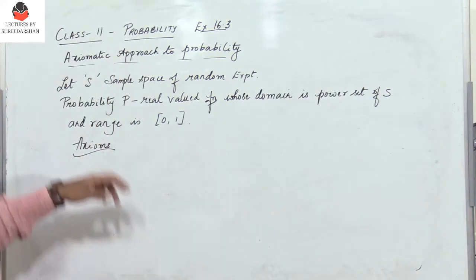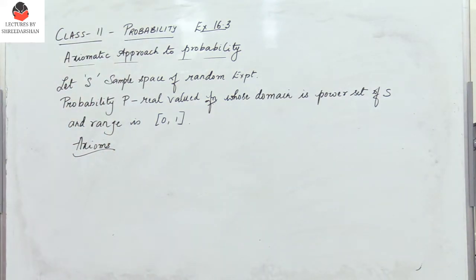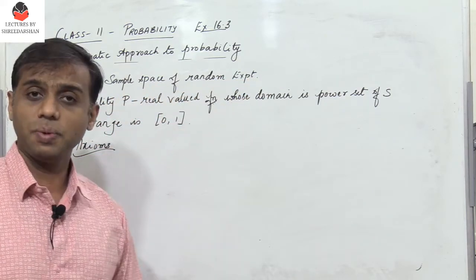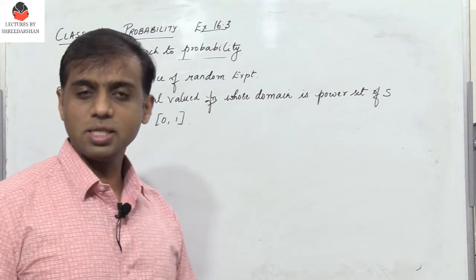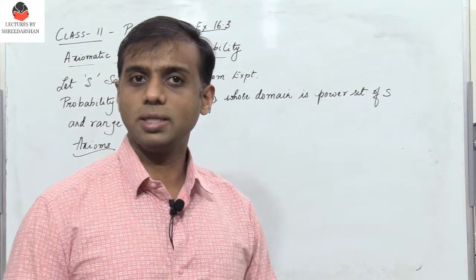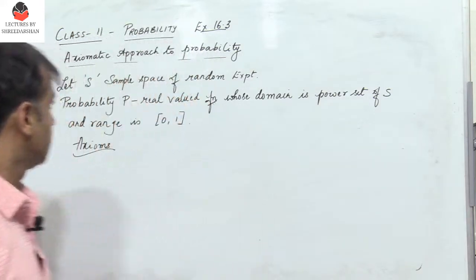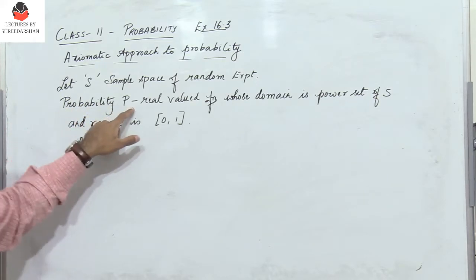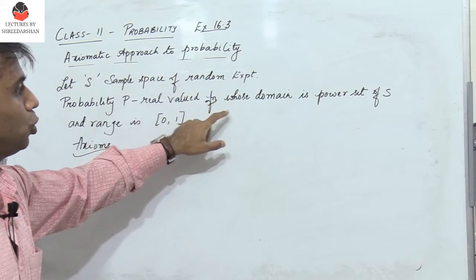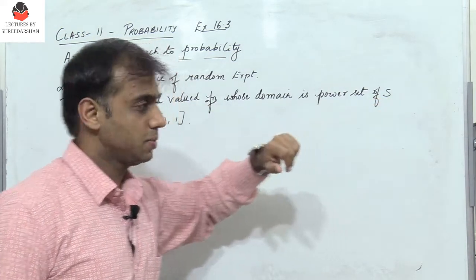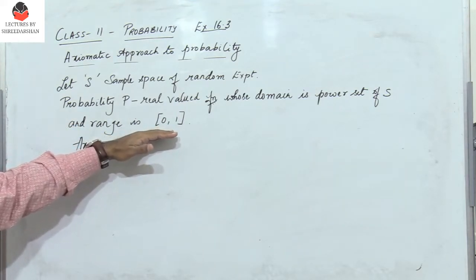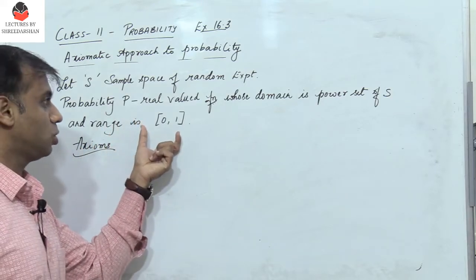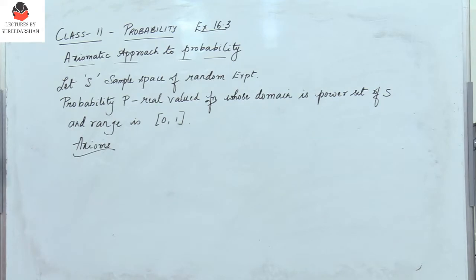We begin with the axiomatic approach to probability, which is very simple. Now consider S to be the sample space of a random experiment. So we have observed a number of random experiments, maybe tossing a coin or throwing a die, and we have defined the sample space. Now S is the sample space of a random experiment, and the probability P is a real valued function whose domain is the power set of the sample space and whose range is 0 to 1, right? So probability of any event occurring will always be in the range 0 to 1. So therefore we define these axioms.